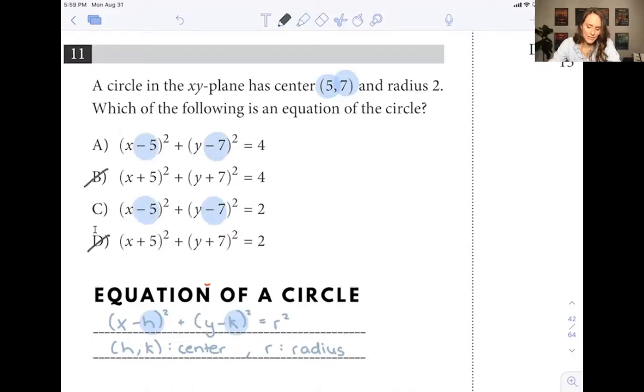And I can see here that my radius needs to be squared. So it needs to be equal to 4. So it cannot be C, and my answer here has to be A. This should be a super quick question for you on test day.